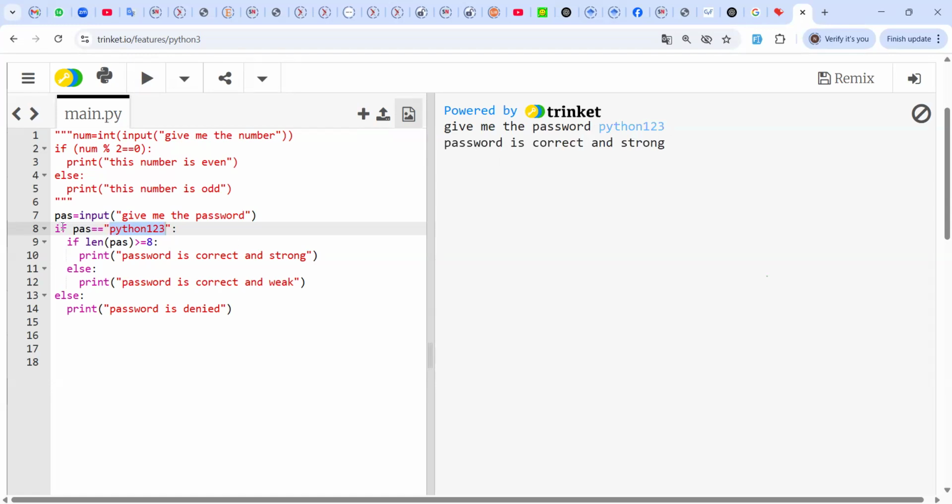Okay, guys, did you get the overall idea? We take the password from the user, and then he's going to test whether it is equal to the right password or not. If it is equal, then he is going to check its length. If its length is greater or equal to 8, that means it's correct and strong. And if it is, yes, Sarah, you can talk.